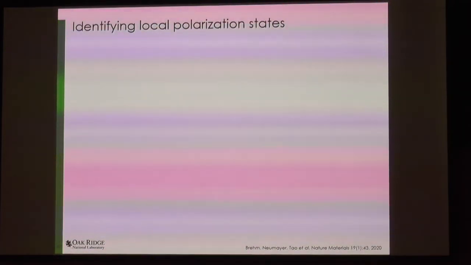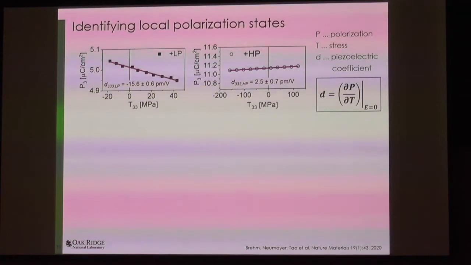So now that we know we can actually have 4 polarization states in this crystal, we want to, of course, experimentally verify and identify polarization states. We can do that because density functional theory also gives us the stress dependence of polarization. And from the gradient, we can extract piezoelectric coefficients in our directions of interest. It turns out for the low polarization phase, we get something around 16 picometer per volt, and the slope is negative, indicating negative electrostriction.